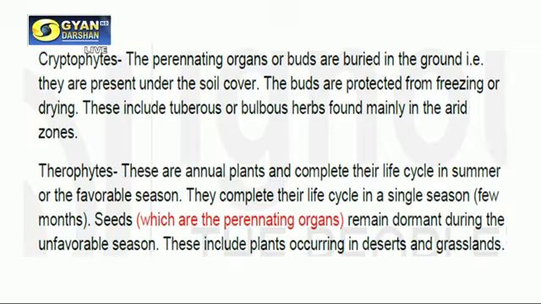Finally, the therophytes. These are annual plants and complete their life cycle in summer or favorable season. So they complete their life cycle within a very short time when the rainfall is there or when abundant rain is there. Seeds, which are the perennating organs, remain dormant during unfavorable season. They do not germinate. Only with the availability of rainwater, they germinate and complete their life cycle within that short span.